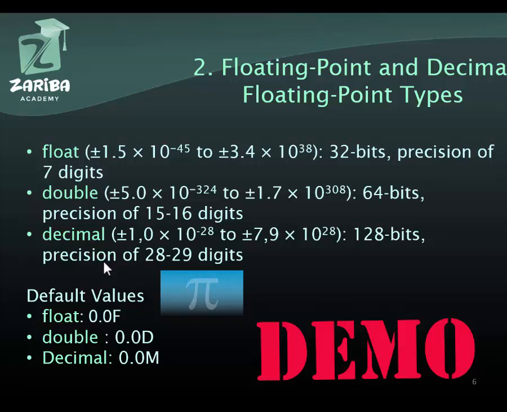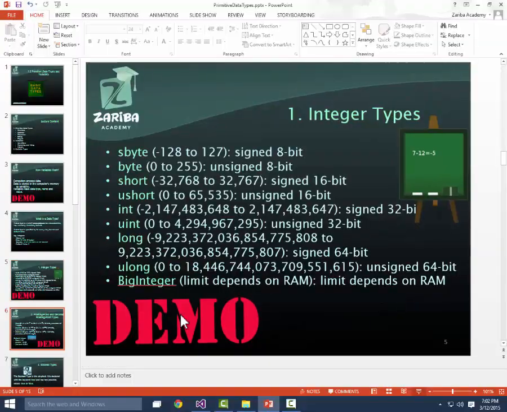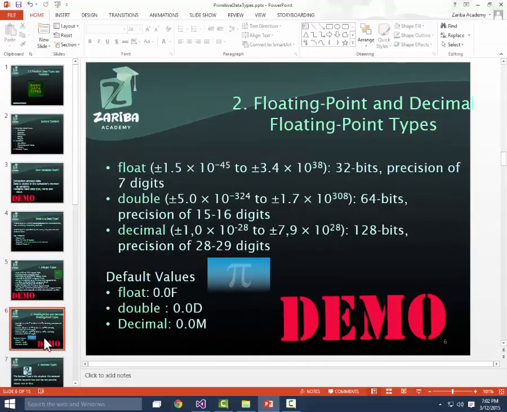Okay, here is something which we did not mention for the integer types. Whenever you are declaring a variable of type float, double, or decimal, you have to put something at the end which is called a literal. This way the program will know what kind of floating point number you are thinking about. So there is a demo there.